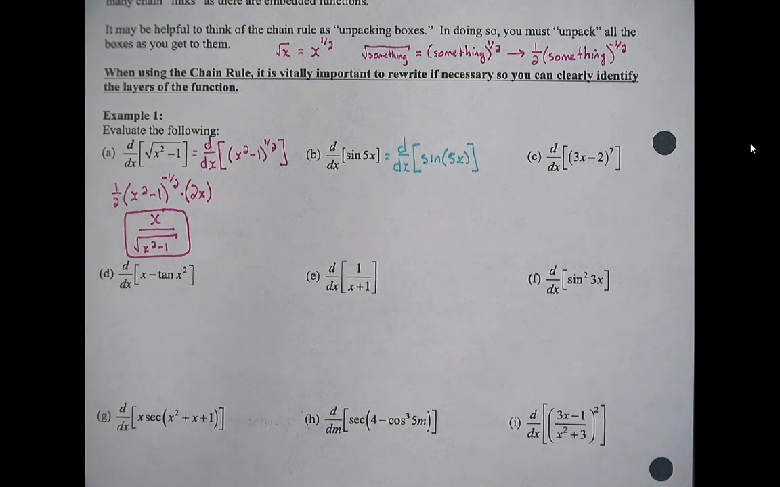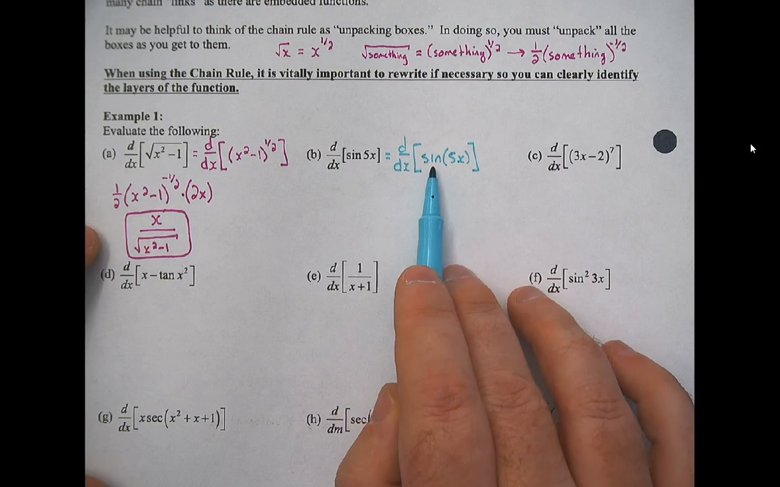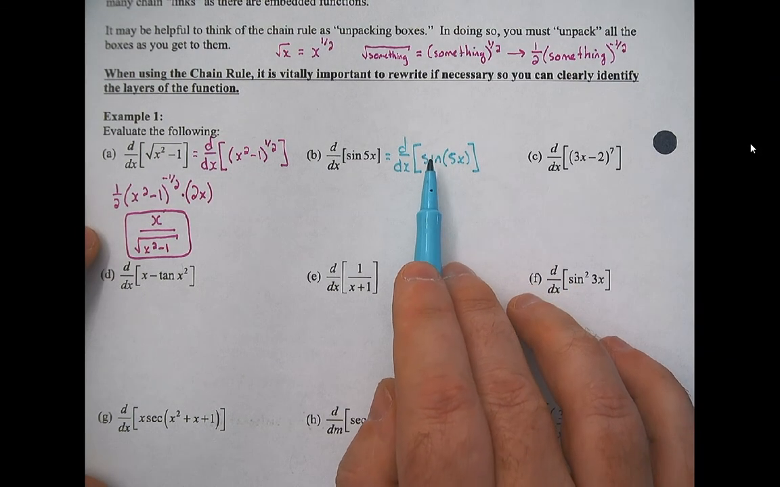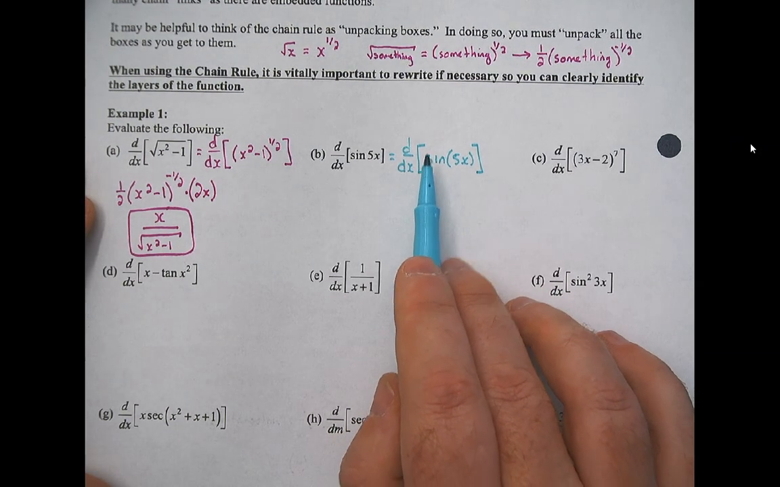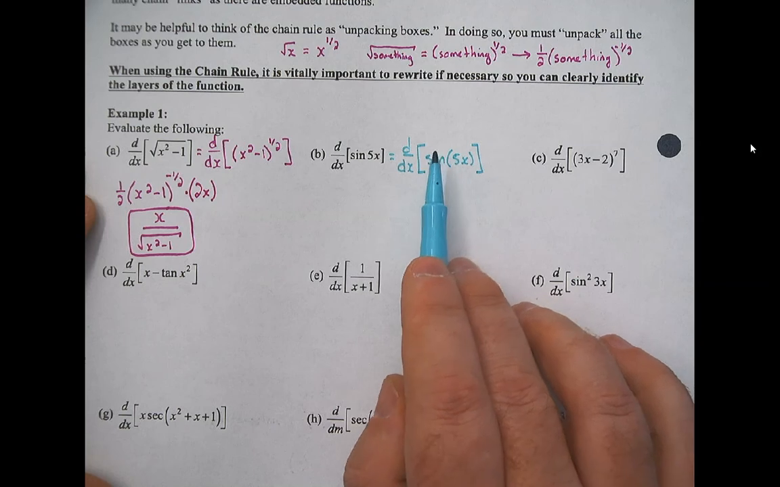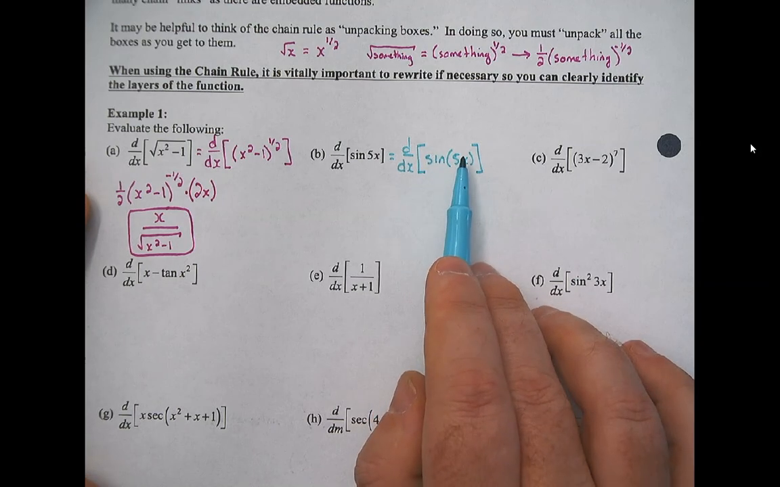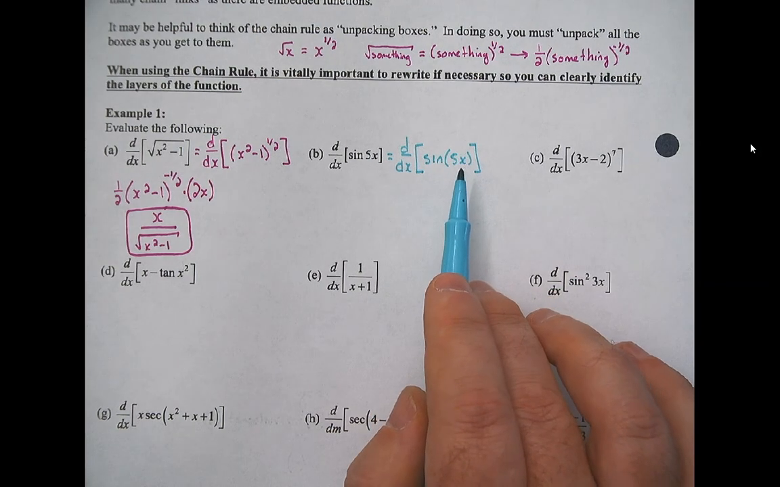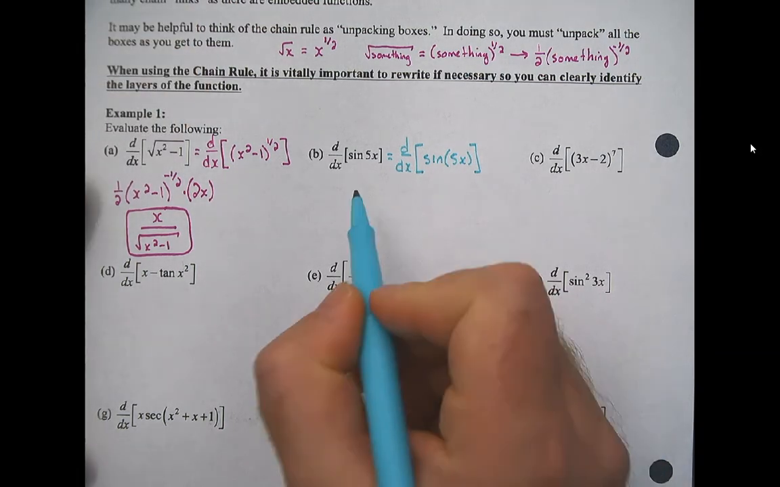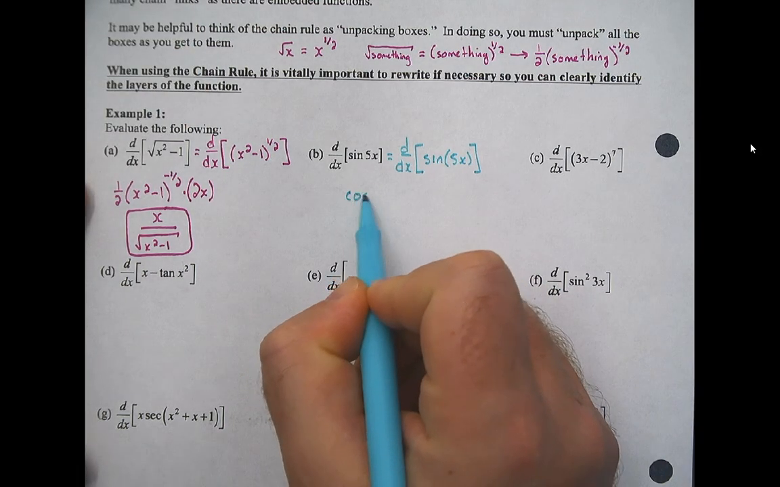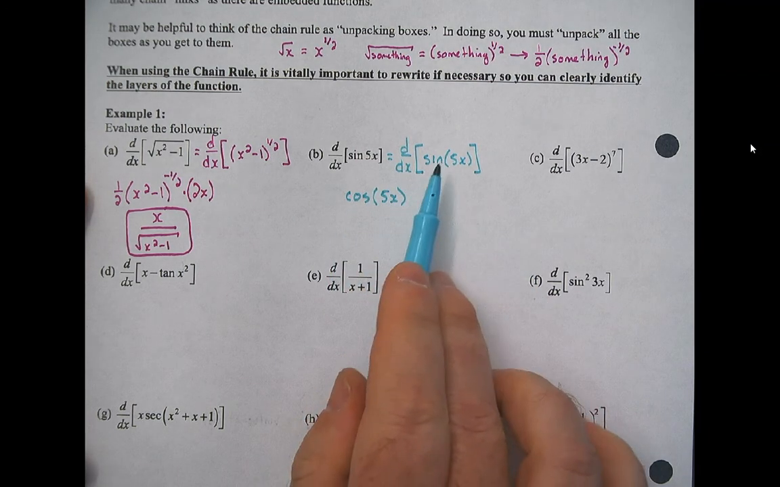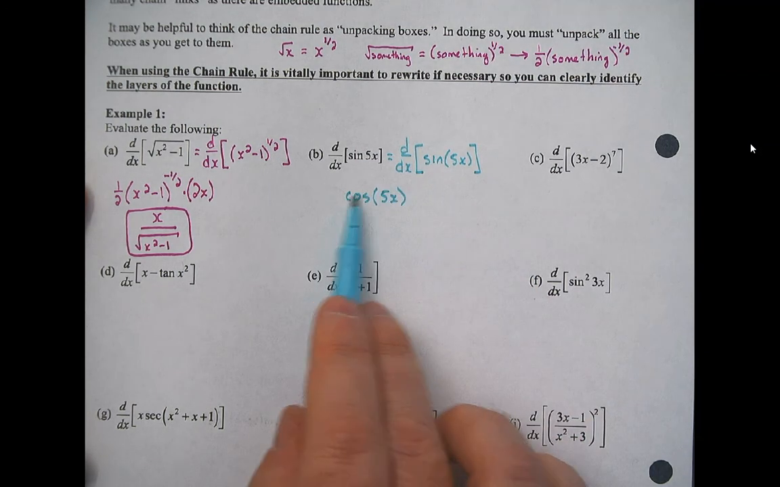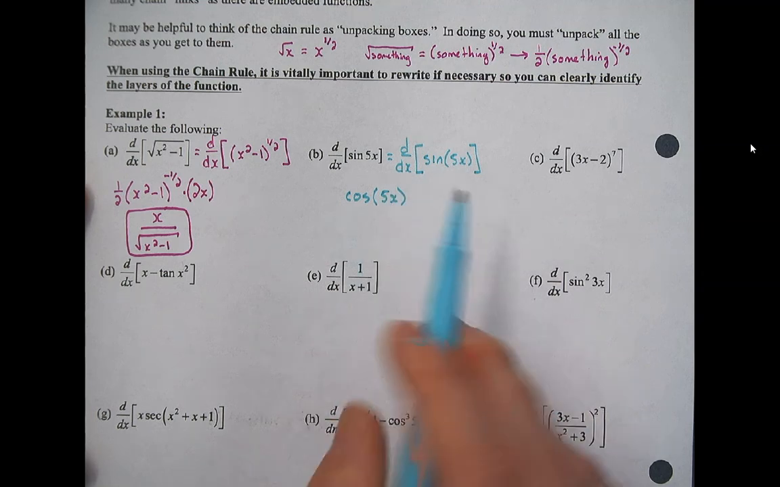Okay, now who's my outside function? Sine. So what's the derivative of, we don't want to just say sine, sorry, that's a bad habit to get into. We want to say sine of something. So my outside function is sine of something. Well, what's the derivative of sine of something? Cosine of something. So for us, this becomes cosine of, what's our something? 5x. So notice I derived the outside layer into cosine, but I left the inside layer the same.